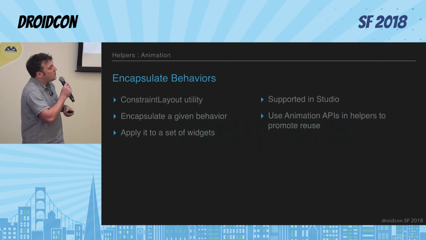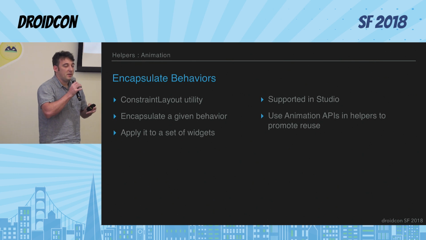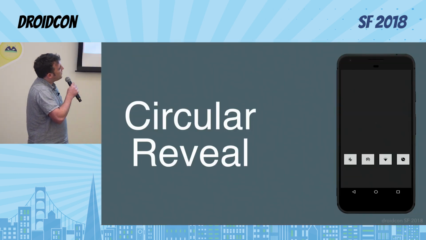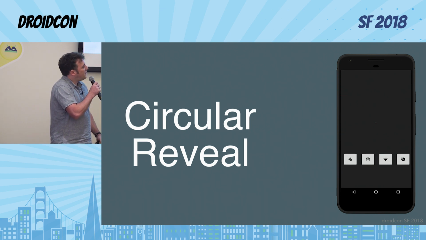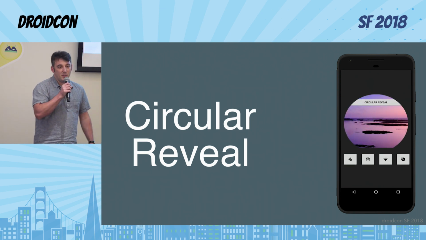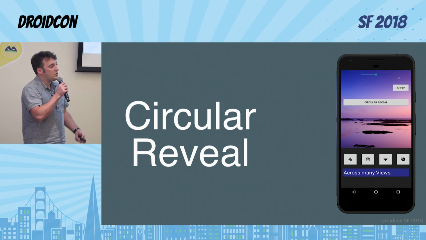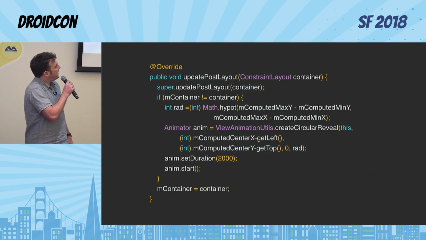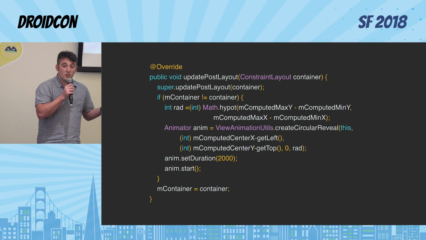You can basically take it to encapsulate behaviors and reuse them. So here is a common example with a circular reveal animation, which I'm sure a lot of you have used already. And this is what it would look like in code.